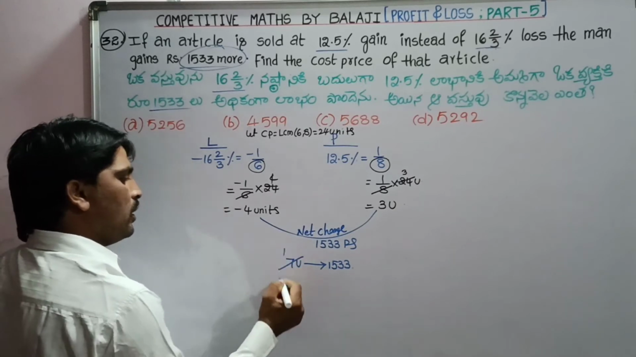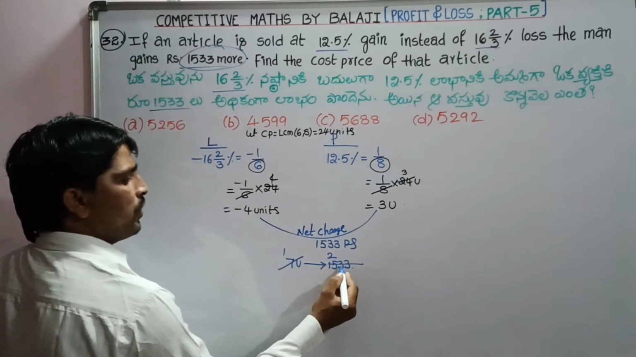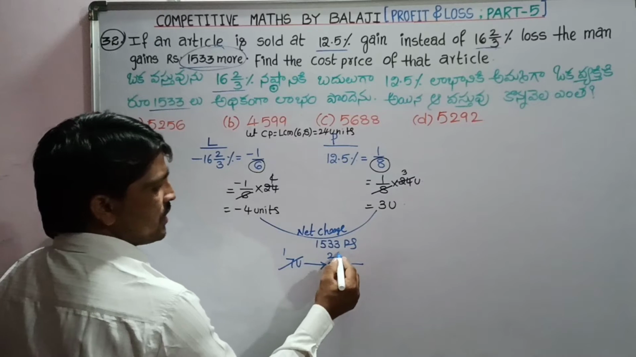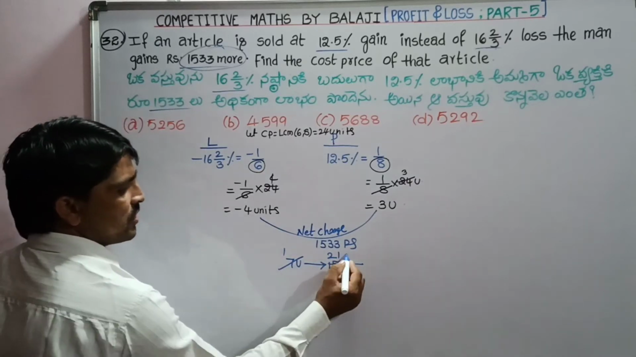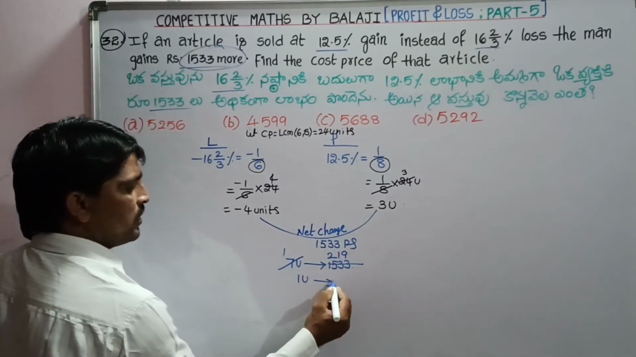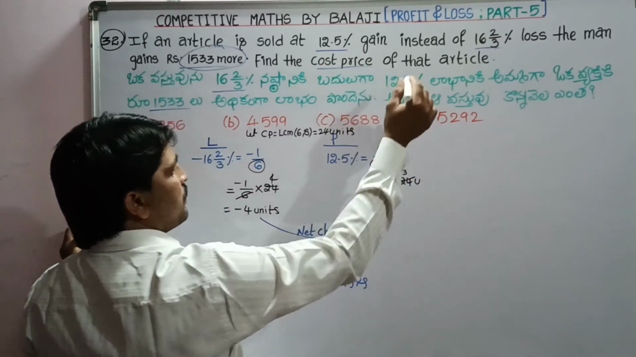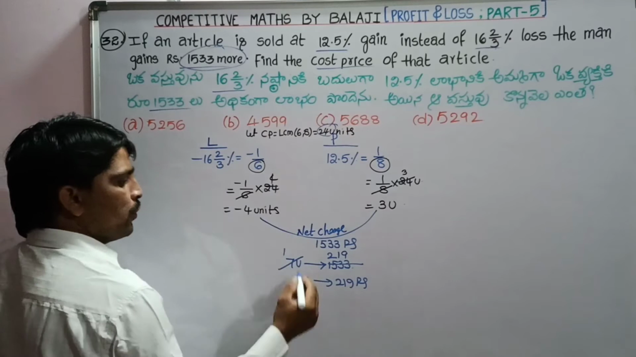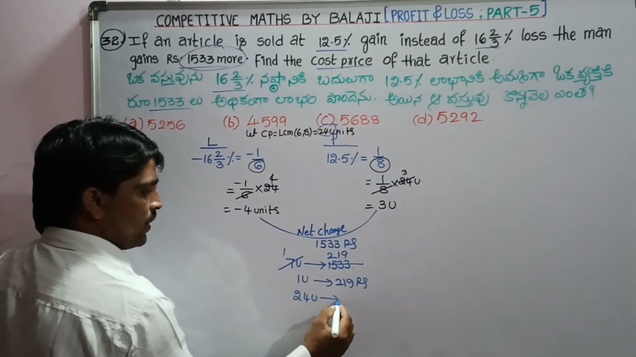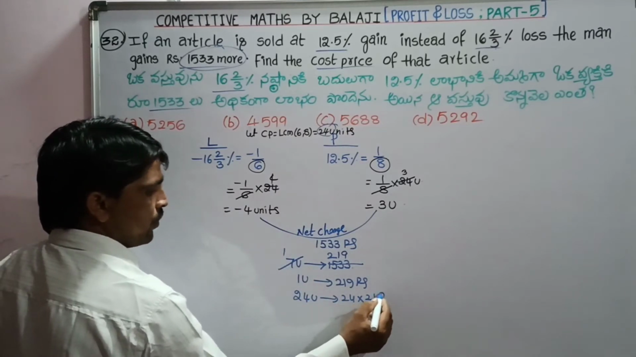Then what is 1 unit value? 7 twos are 14, 1 carry, 13; 7 ones are 7, 6 is 63; 7 nines are 63. 1 unit value is 219 rupees. But we have to find the cost price of that article. Cost price is 24 units. Therefore, 24 units value is 24 into 219.